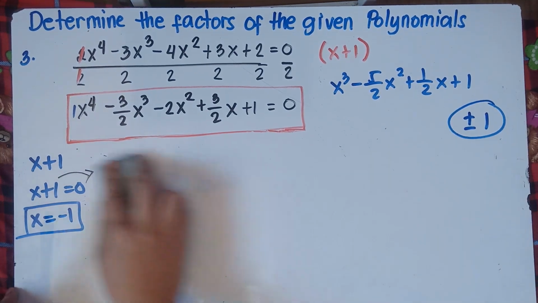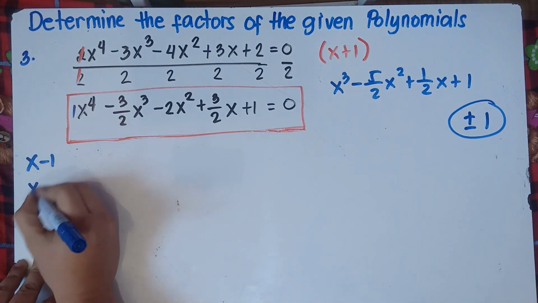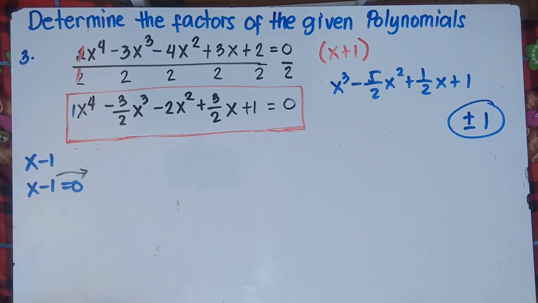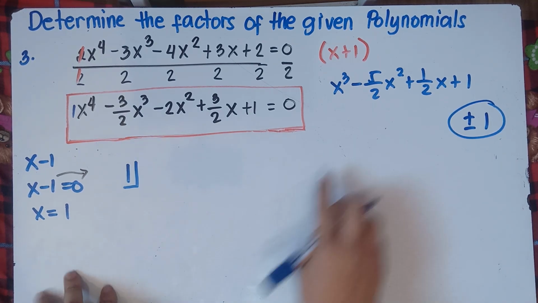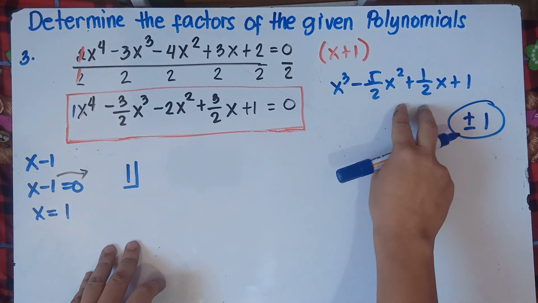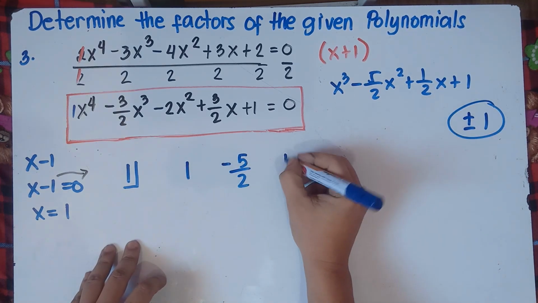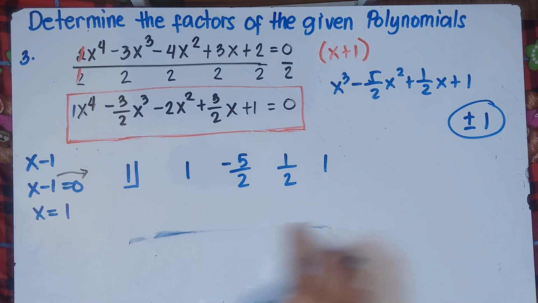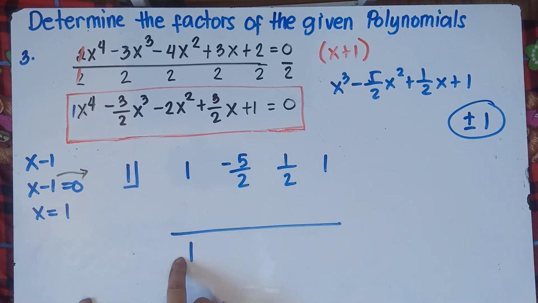Let's use x minus 1. So x minus 1 equals 0. Transpose this negative 1, so we have x equals positive 1. So let's use positive 1, class. Then the numerical coefficients of this given polynomial: we have 1, negative 5 over 2, positive 1/2, then 1. First thing to do, you bring down 1. Then you multiply 1 times 1, that is 1.